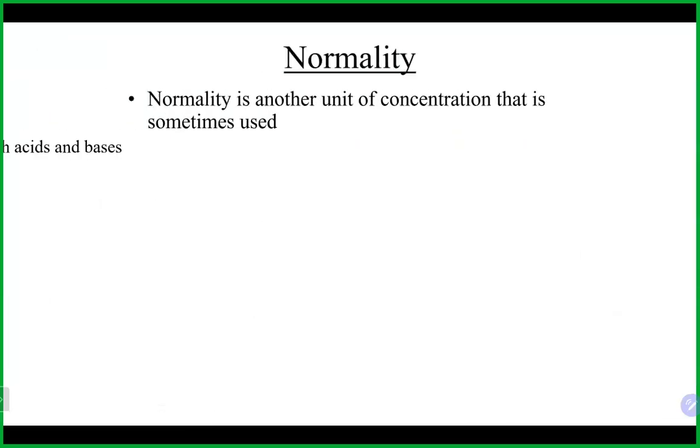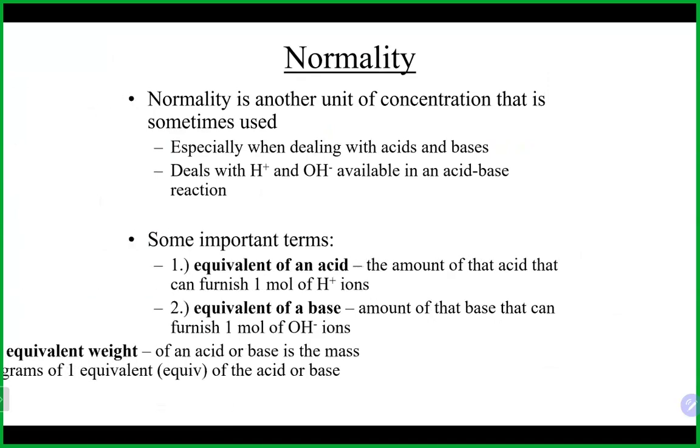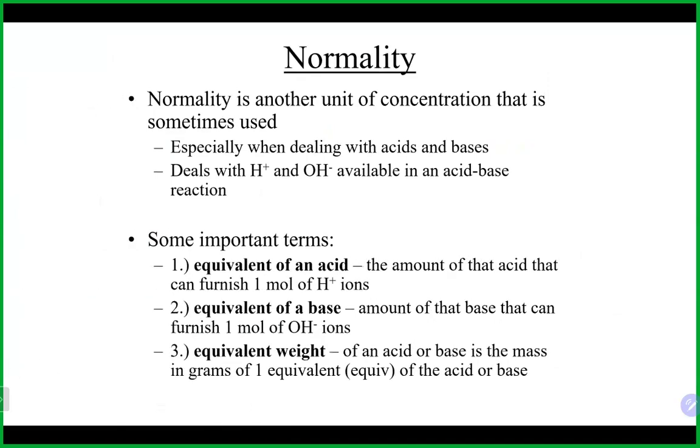So next thing we're going to talk about is normality. And normality is another kind of unit of concentration. And when we use normality, normality is really the number of equivalents per liter. There's also something that we sometimes calculate, which is known as equivalent mass, which is grams per equivalent. And what is an equivalent?